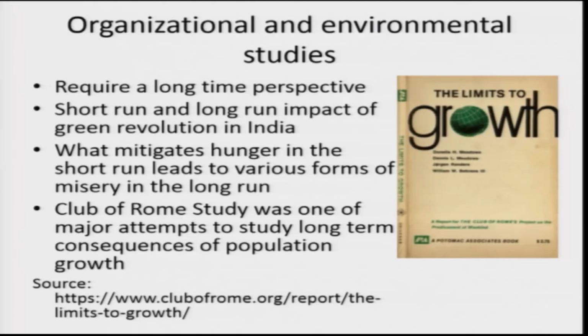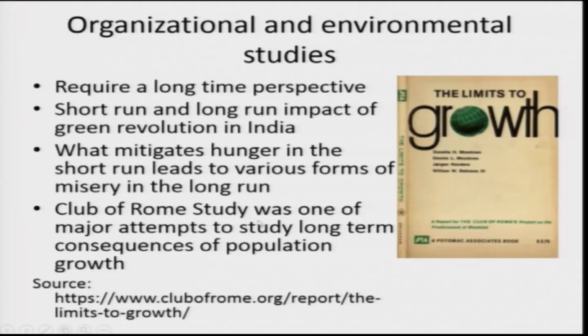All ecological studies will generally include the short run and long run impact of sustenance organizations such as the Green Revolution in India. There was a good consequence of the Green Revolution, no doubt, but nowadays we are also facing problems due to it: wet deserts, a fall in the water table, and so on in several areas of Punjab and Western UP, where the Green Revolution was a success. What mitigates hunger in the short run leads to various forms of misery in the long run.